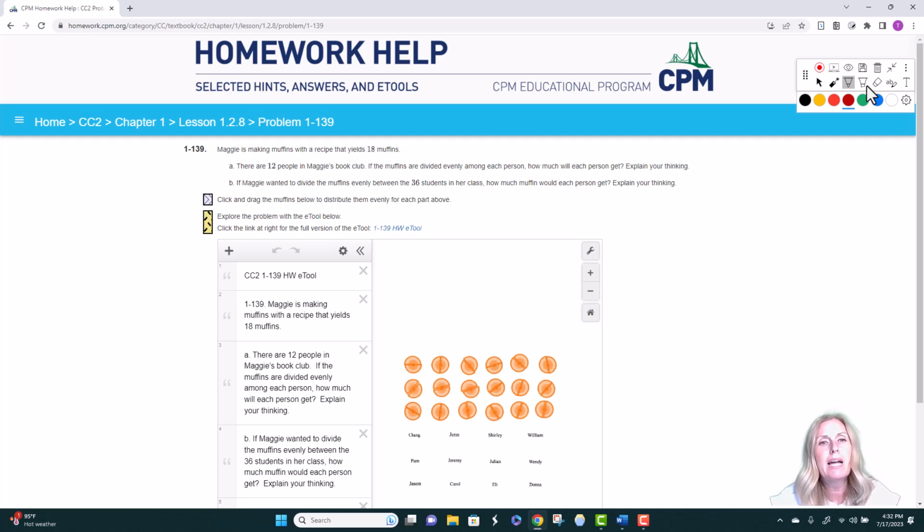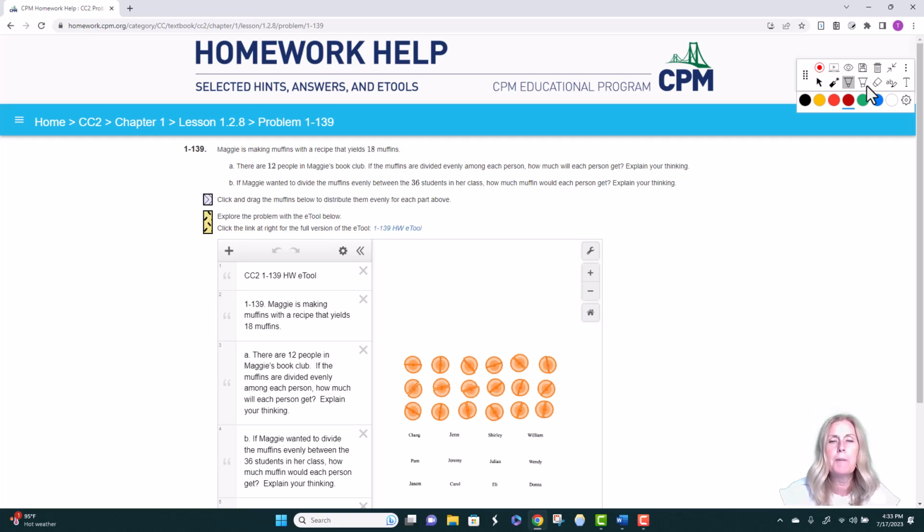139. Maggie is making muffins with a recipe that yields 18 muffins. There are 12 people in Maggie's book club. If the muffins are divided evenly among each person, how much will each person get? Explain your thinking. Okay, so this is going to be a division problem. Think about what is being divided. Are the muffins being divided, or are the people being divided? Okay, the muffins are. The muffins are being divided among the people.